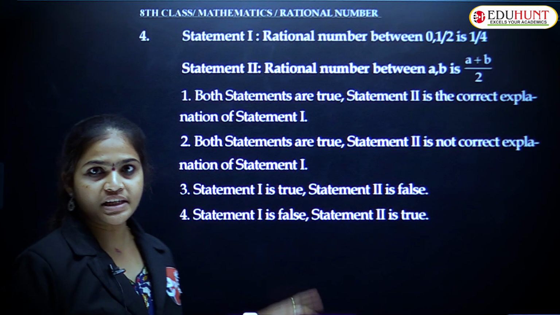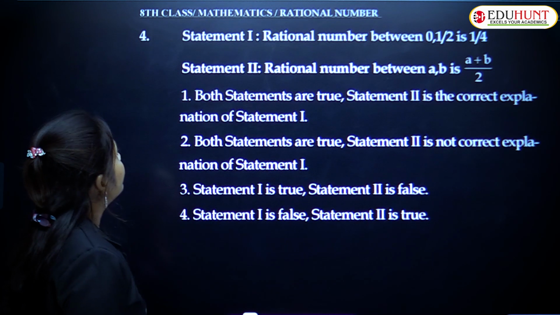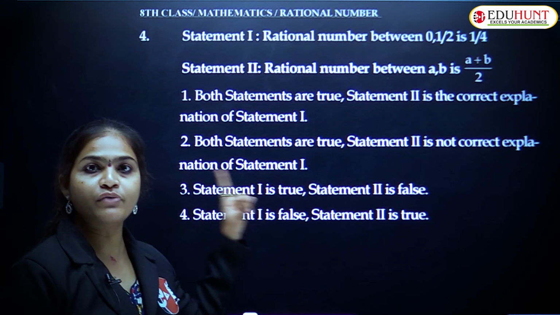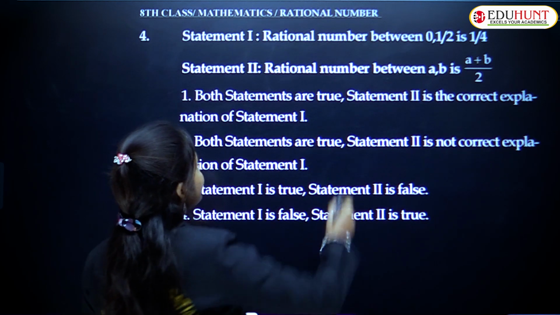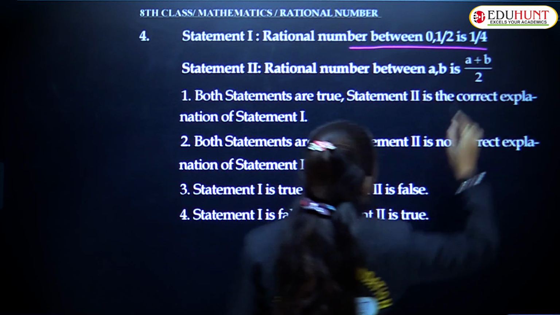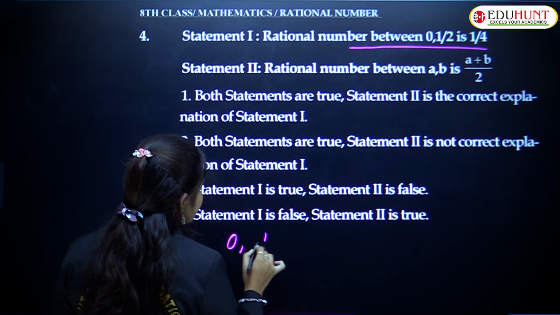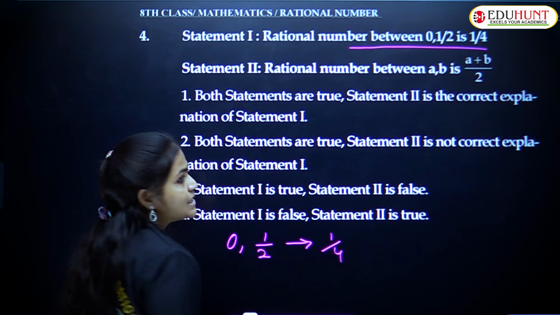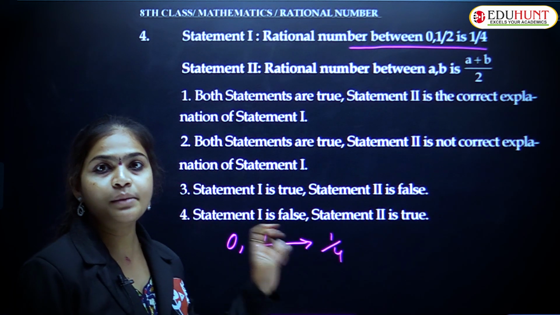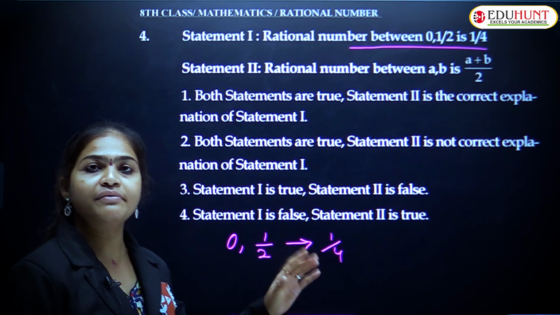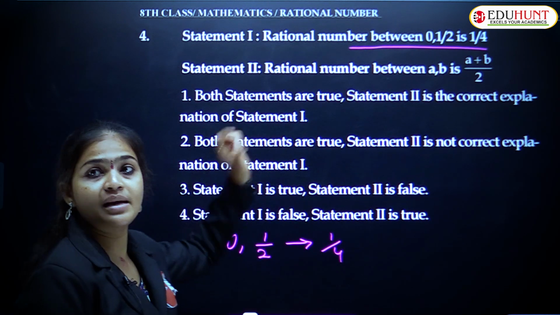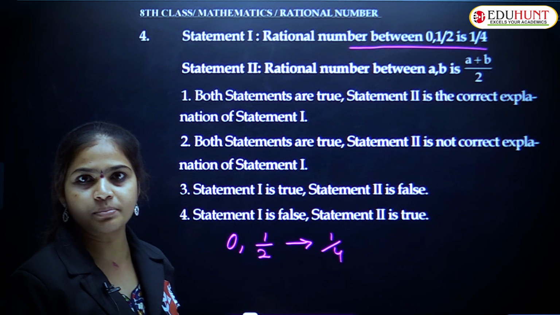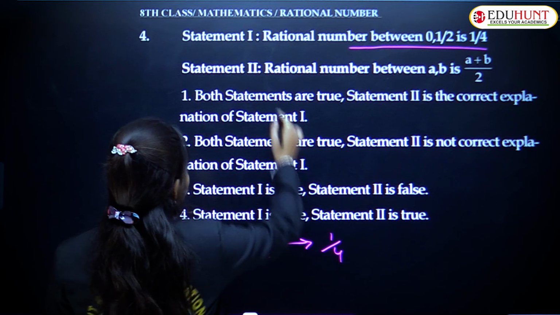So let us check the next, fourth question, children. In this fourth question, what is given? Statement type. So statement 1, what is it saying here? A rational number between 0 and 1 by 2 is 1 by 4. Children, we know that if A and B are any two rational numbers, then we can find a rational number which lies in between A and B. Here we have a formula, no? So see the second statement.